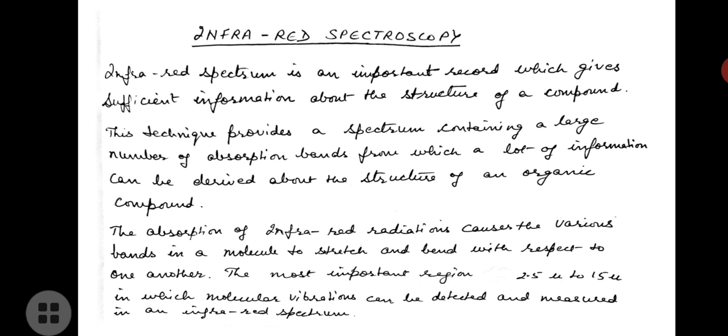Different bonds, for example, C single bond C, C double bond C, C triple bond C, C double bond O, OH, NH, etc., have different vibrational frequencies, and we can detect the presence of these bonds in an organic molecule by identifying their characteristic frequencies as absorption bands in the infrared spectrum.